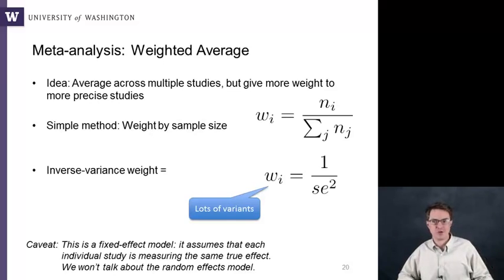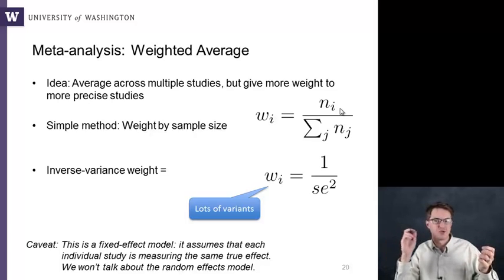So how do we do this meta-analysis? Well, it's pretty simple. You just want to take a weighted average of the independent studies. And how do you want to define the weights? You can define them different ways, but you want to give more weight to the more precise studies when possible, the ones that have more power. A very simple method is to weight by the sample size. So the weight for study i is the number of samples in study i over the sum of all the samples, the total sample size.